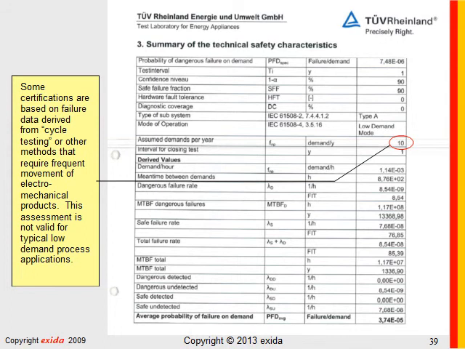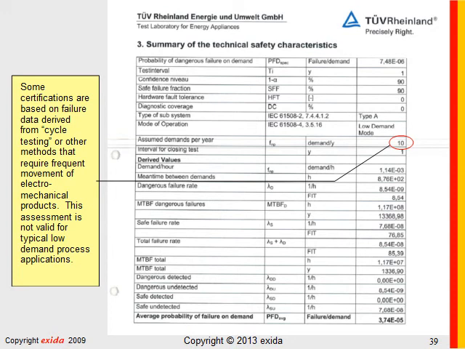Now, where would someone get very low data? Well, in fact, some certifications are done based on failure data derived from cycle testing. This failure rate data comes in between 100 and 400 times lower than typical exida FMEDA data.